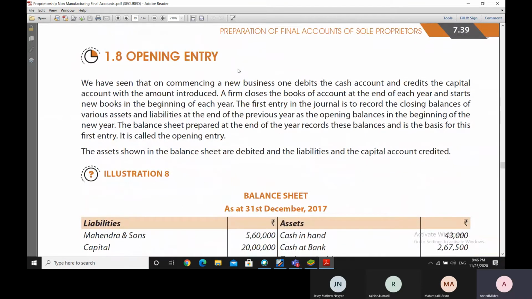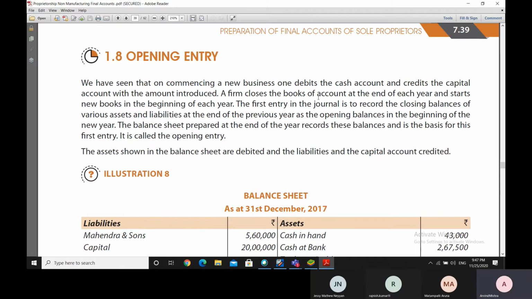Now, we have to understand the opening entries that are to be made whenever a business is started. Whenever a business is commenced, we debit the cash account and credit the capital account with the amount introduced into the business. So initially some money is introduced into the business, and while introducing it, we debit the cash account and credit the capital account.